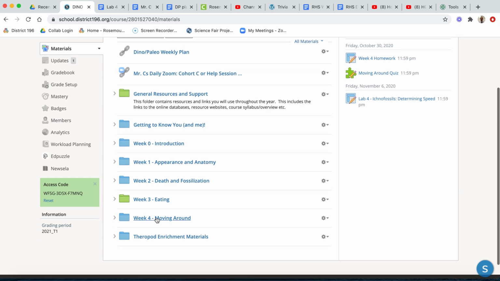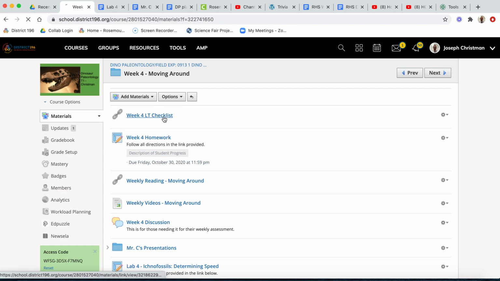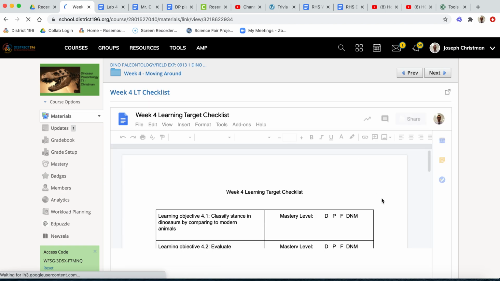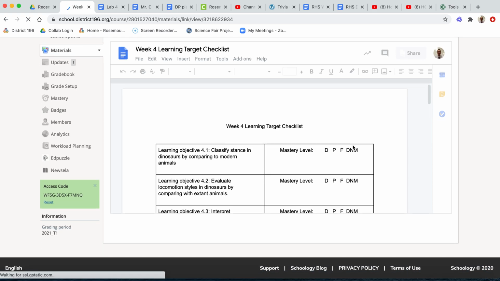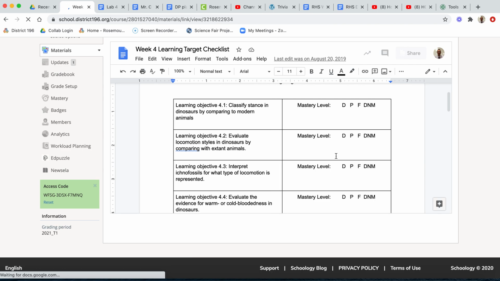Okay, I'm going to jump into the week 4 folder. The learning target checklist this week. Again, I just wanted to bring this to your attention and make sure that you cover these. One thing that students are doing, which is helpful, is putting in their homework the learning target 4.1, for example, and then putting in the sentence that goes with it.